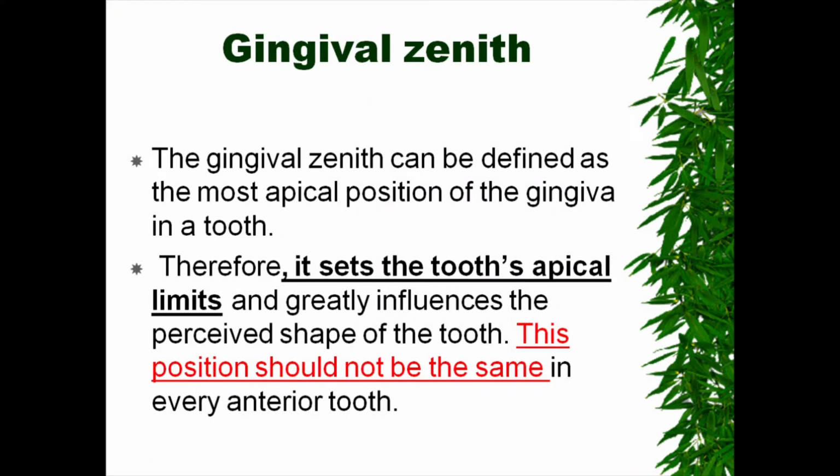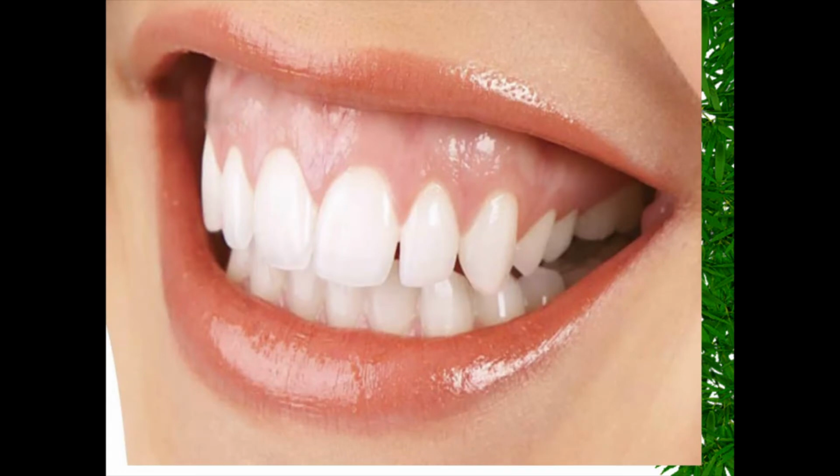Gingival zenith. Gingival zenith can be defined as the most apical position of the gingiva in a tooth. So it is the most apical position of gingiva. So in this central incisor, this is the gingival zenith of the central incisor, and that of the lateral incisor is slightly below, and this is the gingival zenith of the canine.